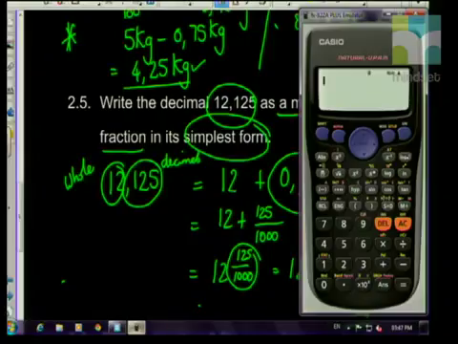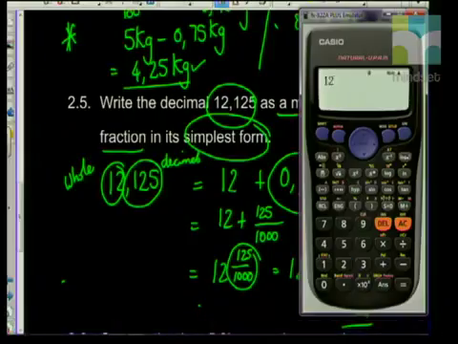If you're lucky enough to have a calculator, it's a good idea to maybe test that you've got the correct answer. So if I've got 12 and 1/8, I can do 12 and then add on the 1/8.